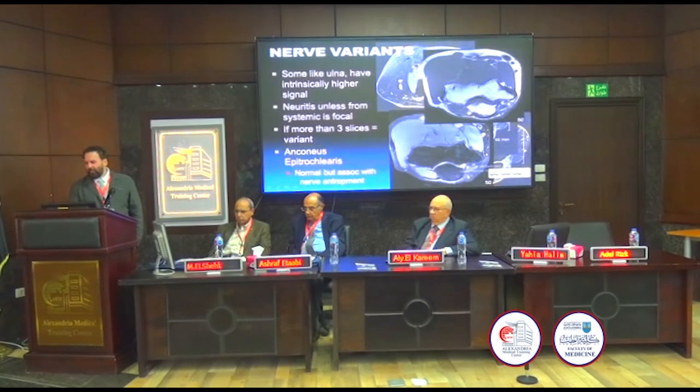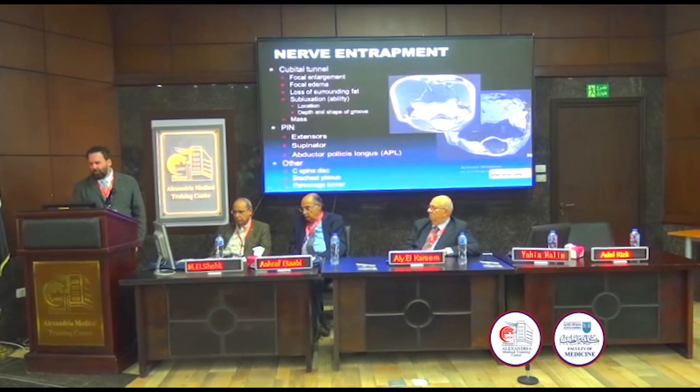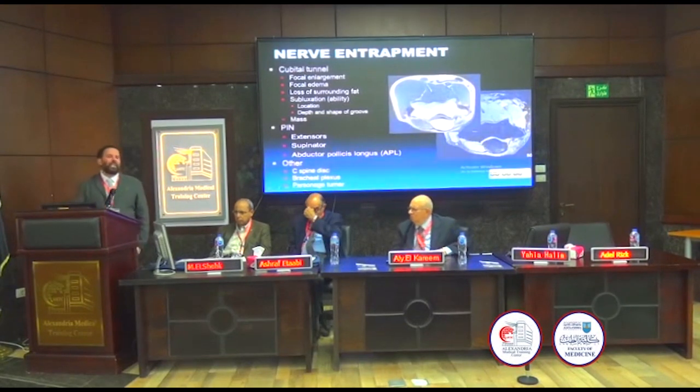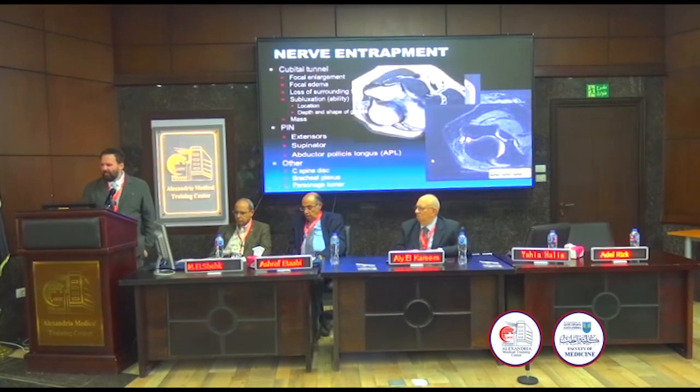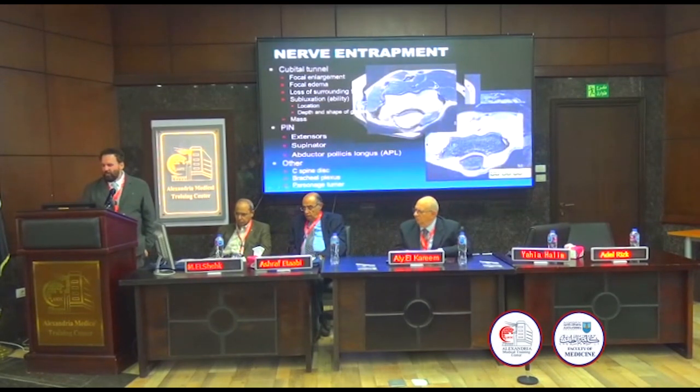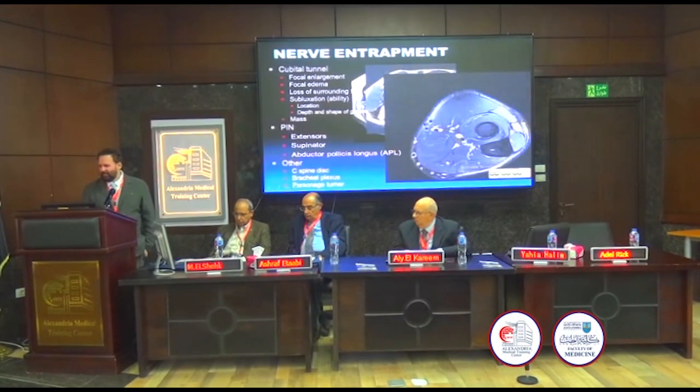So here is the normal ulnar nerve. No bright signal on T2. And here is the ulnar nerve with bright signal on T2 and an adjacent muscle. Can you see the adjacent muscle? That's anconeus epitrochlearis, and that's a cause of cubital tunnel syndrome. Ulnar nerve enlarged and edematous. Ulnar nerve normal size and edematous.